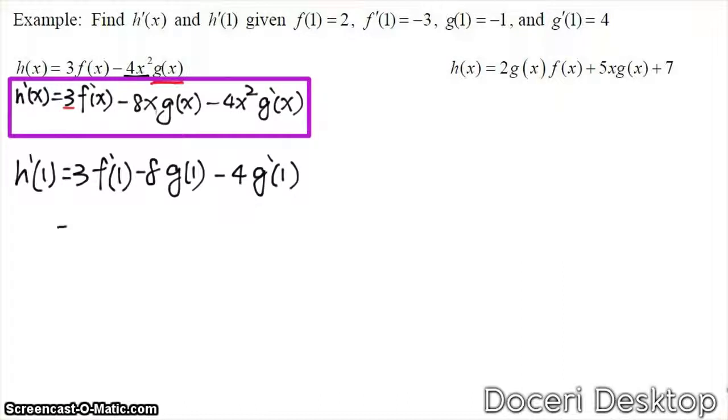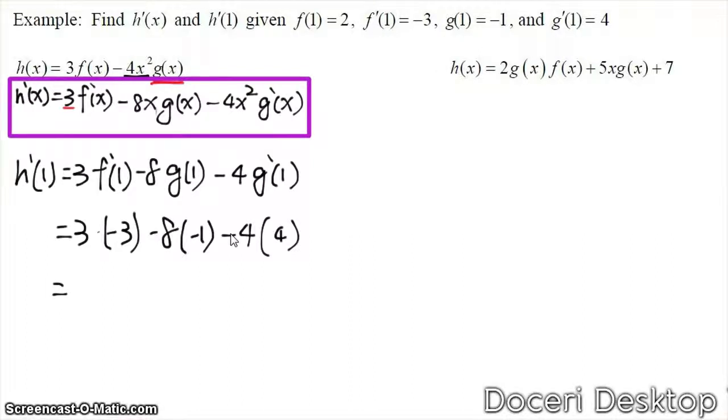Now let's simplify this. f prime of 1 equals negative 3, so 3 times negative 3. Minus 8, g of 1 equals negative 1. Negative 4, g prime of 1 equals 4, so multiply by 4. So you multiply it out: negative 9 plus 8 minus 16 gives us negative 17. That would be your answer for the second one.